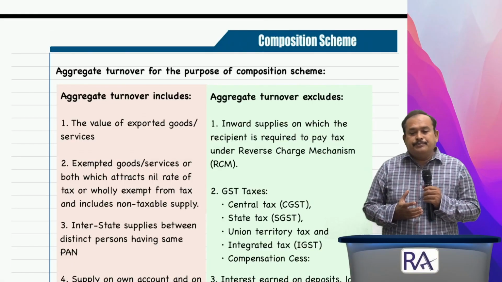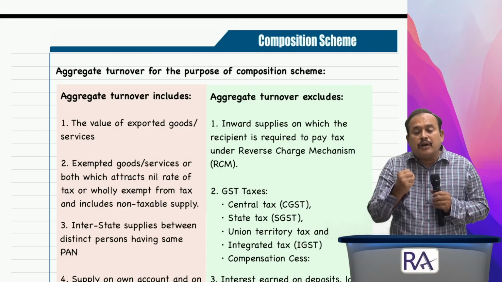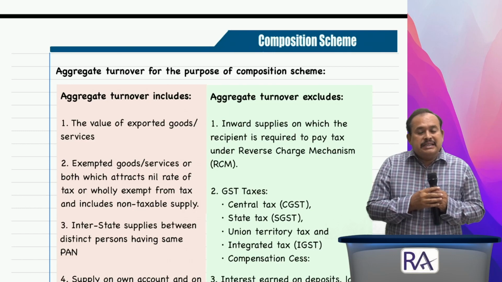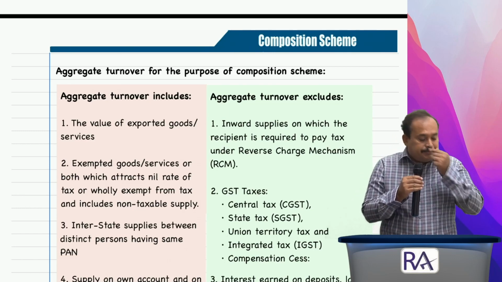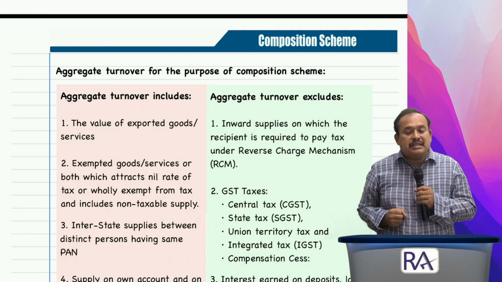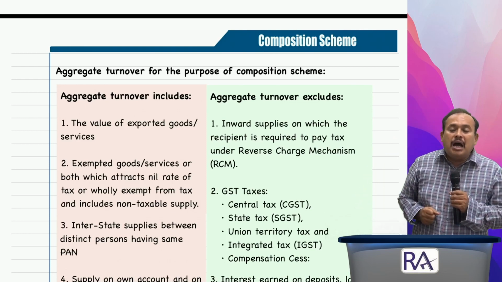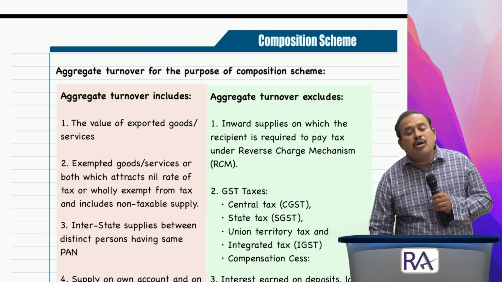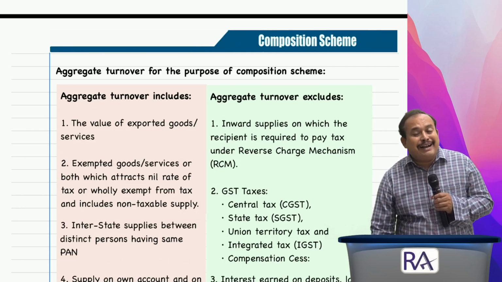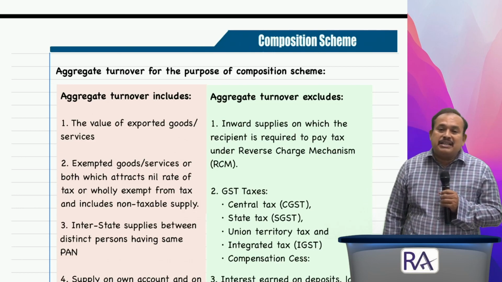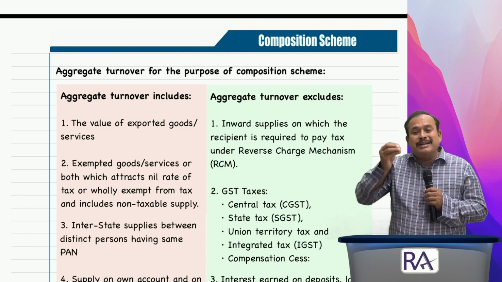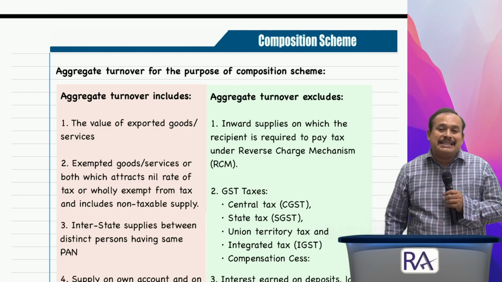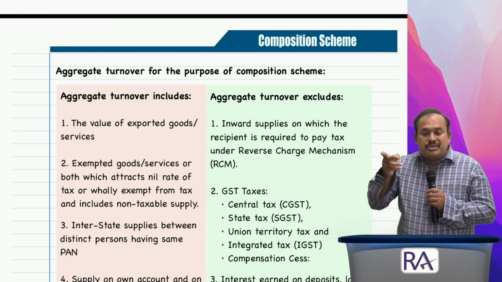How to identify aggregate turnover of 150 lakhs, or 75 lakhs for a few states, in the case of a manufacturer, trader, restaurant. How to compute the 50 lakhs of aggregate turnover for a service provider other than a restaurant service provider who is opting for the particular composition scheme. If so, their aggregate turnover in the preceding financial year, how to compute, what elements it includes and what elements it excludes, need to be identified.